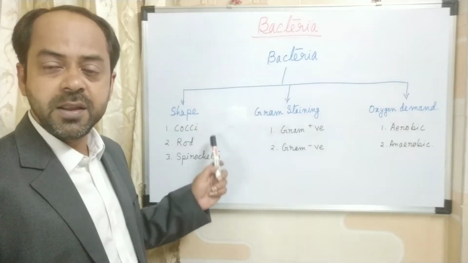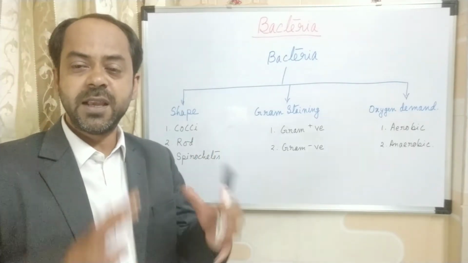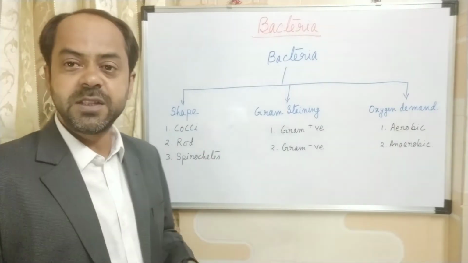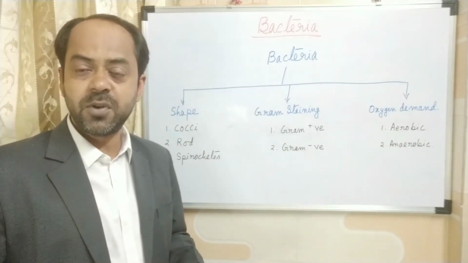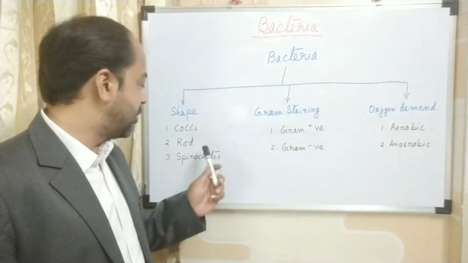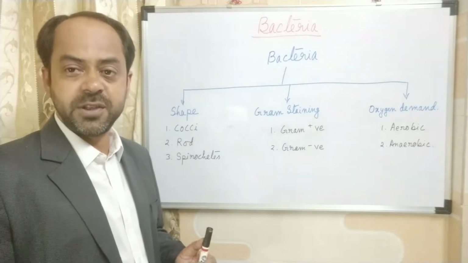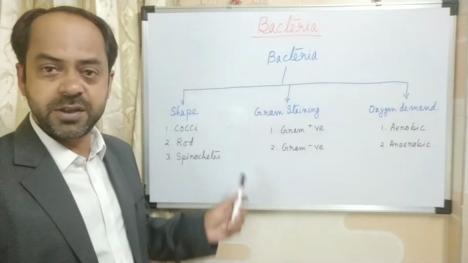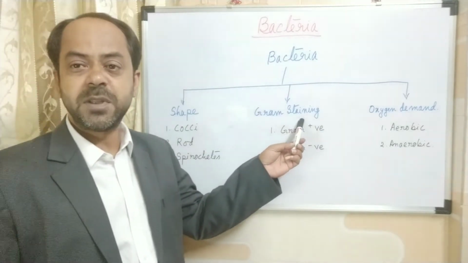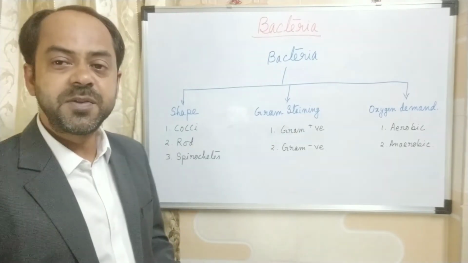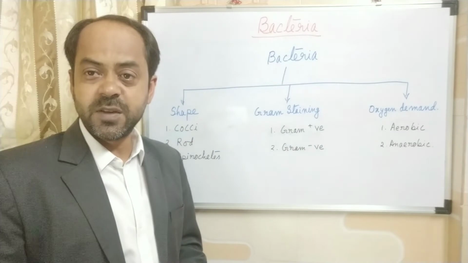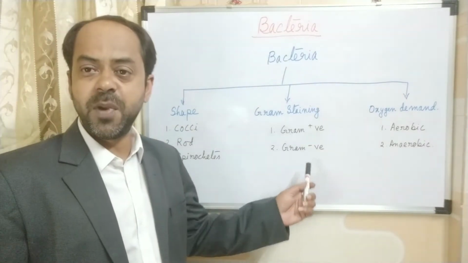One is cocci: bacteria whose shape is spherical are called cocci. Secondly, rod: the bacteria shape is rod or cylindrical. Third is spirochetes: the bacteria shape is spiral, called spirochete. Secondly, as per gram staining, bacteria are classified into 2 categories: gram positive and gram negative.